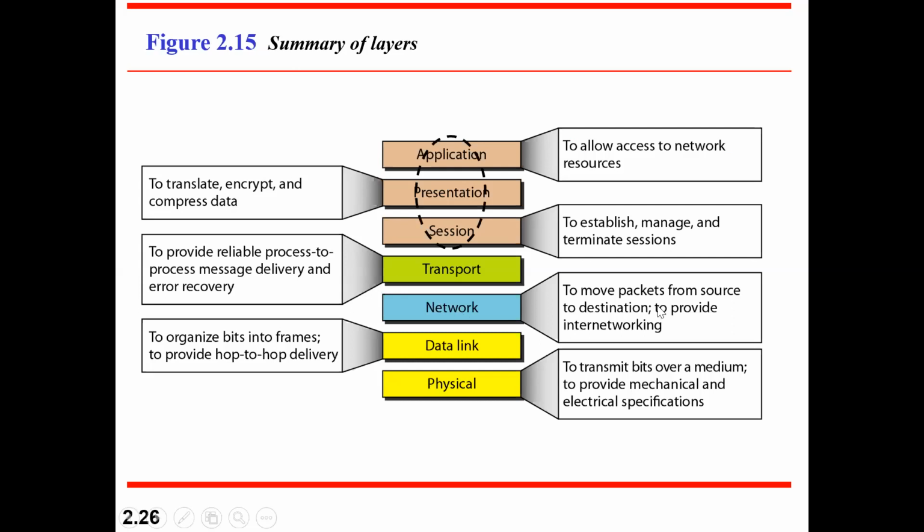Network layer, it will move the packets from source to destination and provide inter-networking between those two particular hosts. Whereas the data link layer will organize the bits in terms of frames. That's the terminology used over there. Those particular frames will be delivered hop by hop, from one machine to the next immediate machine. It will not directly go to the end system. It will just go to the next immediate machine.